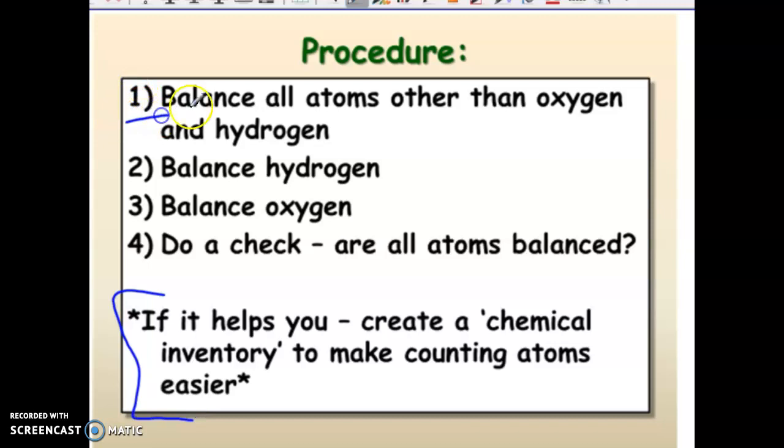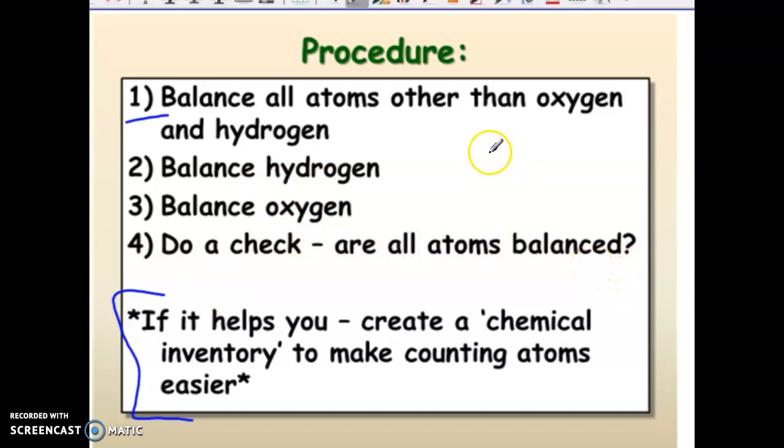You want to always check elements that are not oxygen and not hydrogen first. So if you have silver or copper or nitrogen, anything else, leave oxygen and hydrogen for the end. Once we balance those out, we're going to balance our hydrogens, then oxygens, and then do a final check.